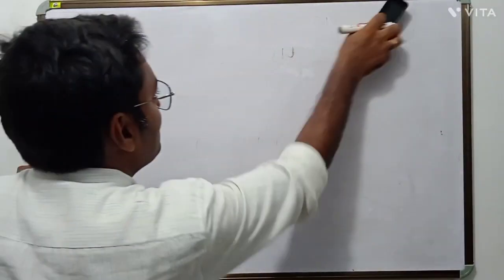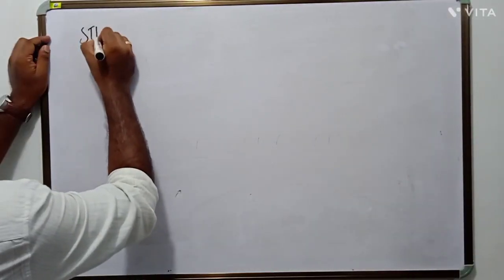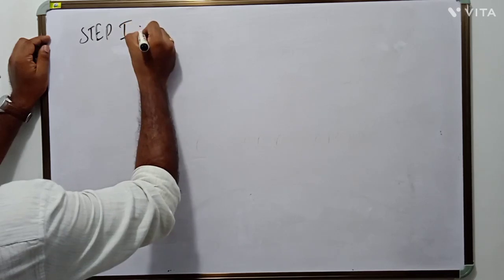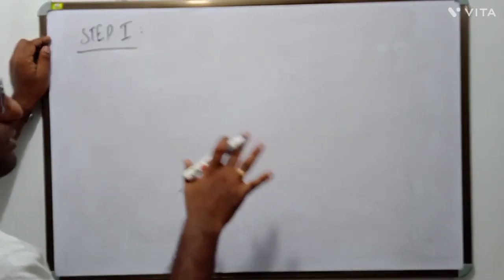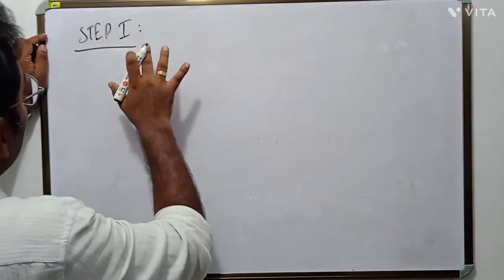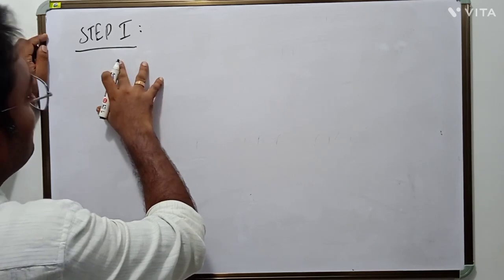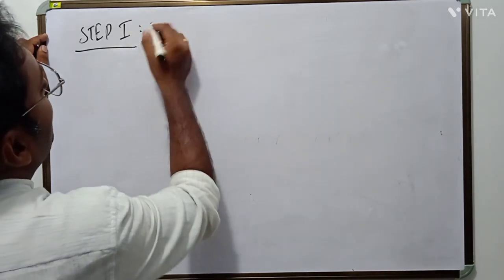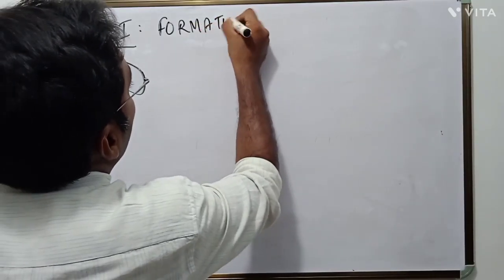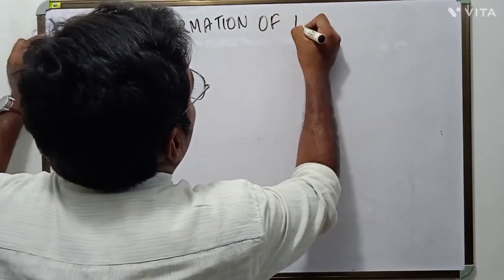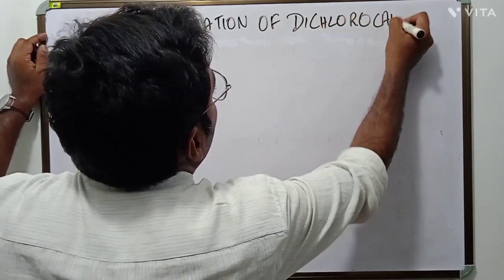The mechanism involves 3 steps. How many steps? 3 steps. Let us see step number 1. Step 1. What has to be formed? Phenoxide ion will be formed spontaneously from phenol because phenol is acidic. That which is of interest is dichlorocarbene. So the first step is formation of dichlorocarbene.